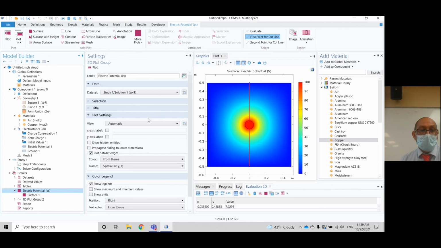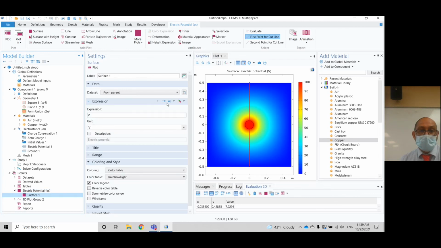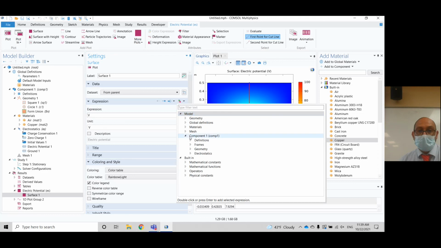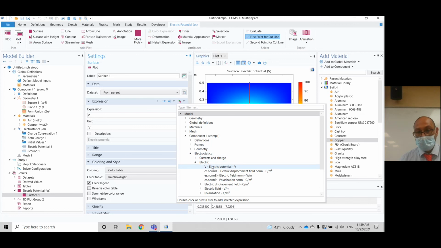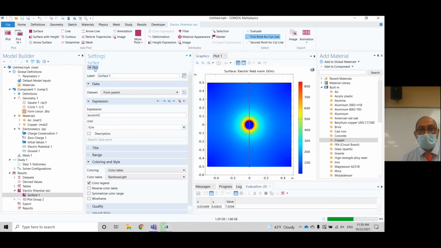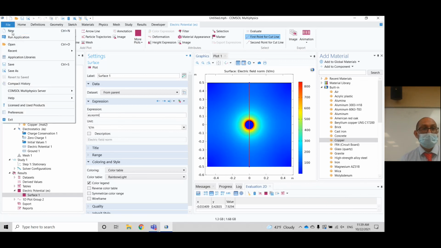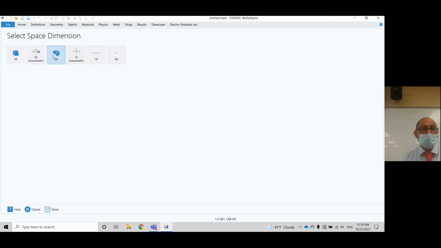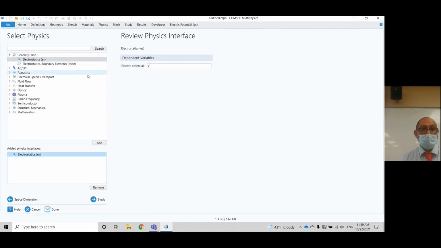I can plot. For example, these are the variables that I can plot. So here's the electrostatic, and let's say that I want to plot the electric field. And it will show me the electric field. Makes sense? Now let's do the problem that we did Monday.